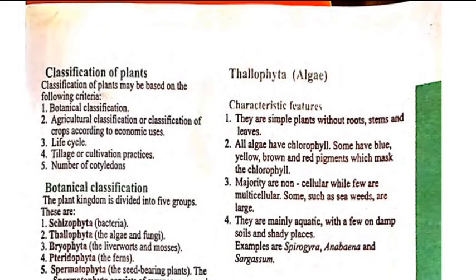Number 2, we have Thallophyta, an example of which is algae. Now Thallophyta, just as it sounds, are those organisms that possess thallus and filaments. Characteristic feature number 1, they are simple plants without roots, stem and leaves. All algae have chlorophyll. Some have blue, yellow, brown or red pigment which masks the chlorophyll. Right? Majority are unicellular, while few are multicellular. Some such as seaweeds are large.